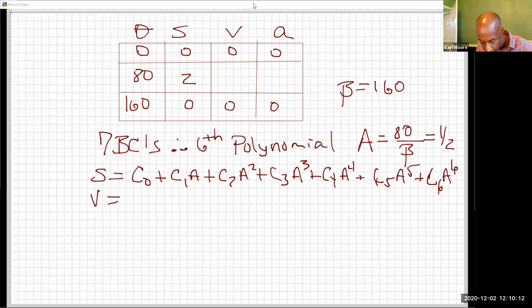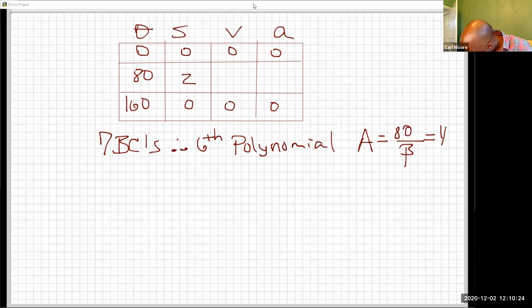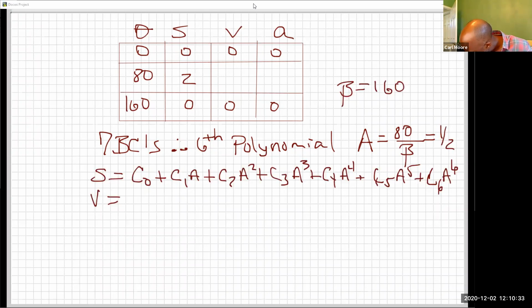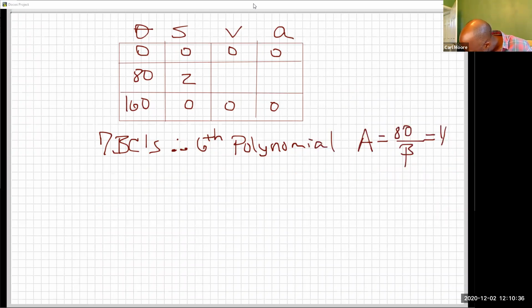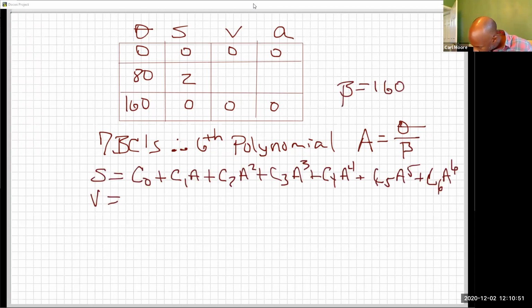Oops, I think I've made an error here. I should have said that A was equal to theta over beta. Let me go back and fix that. Okay, so I wanted A to be theta over beta. And I realized that once I was starting to take my derivative. So my derivative of V is ds d theta, okay?